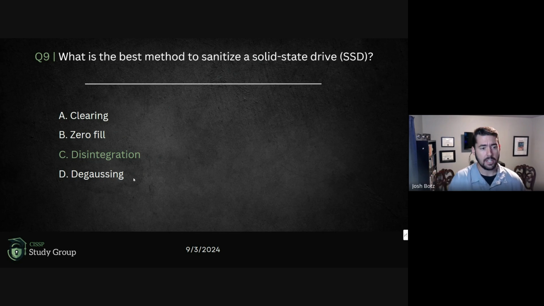So if you degauss an SSD, you've just kind of waved a magic wand and said, I hope you delete, but it doesn't. So a great way to remember that: degaussing, no SSDs. Degaussing will work for HDDs, but if you see it, it's likely trying to trick you in that direction. So nice job there. Let's move on to the next one here.